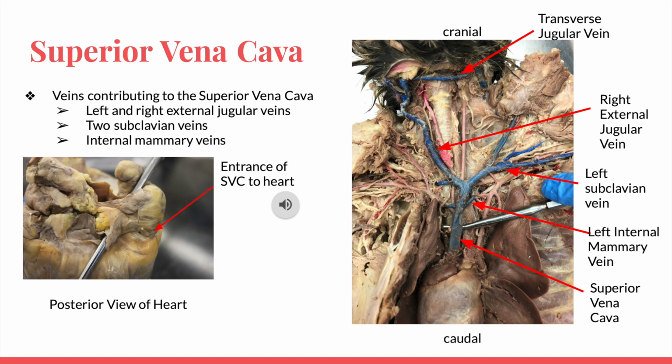Within the image, you will also notice the transverse jugular vein and left internal mammary vein has been labeled. Both of these veins are within the thoracic cavity. The internal mammary vein, also called the internal thoracic vein, contributes to the superior vena cava as well.